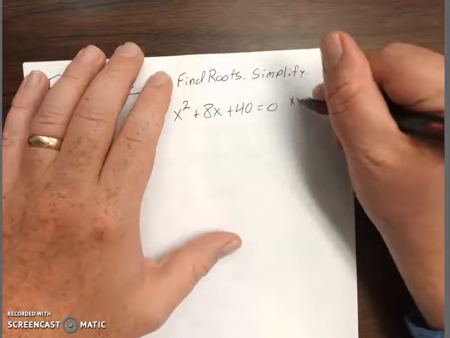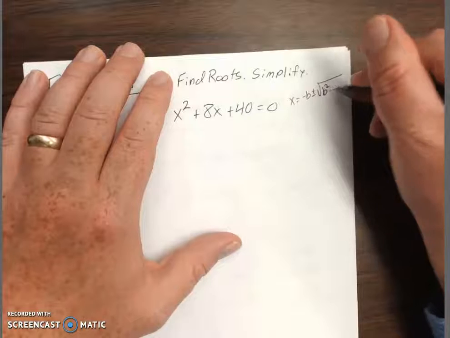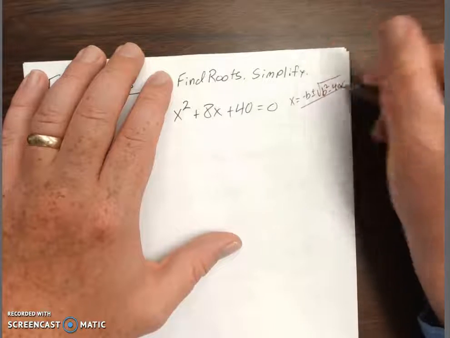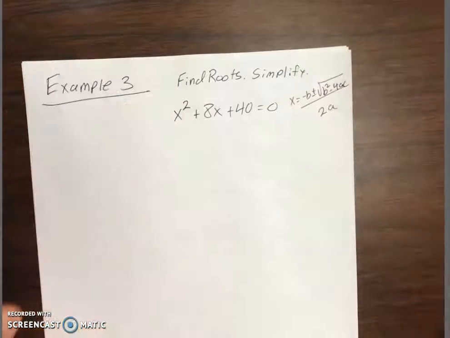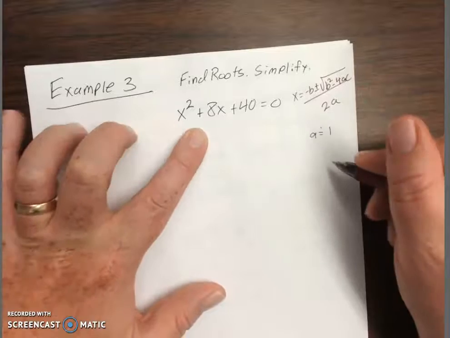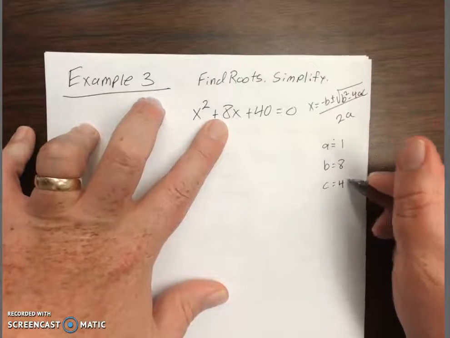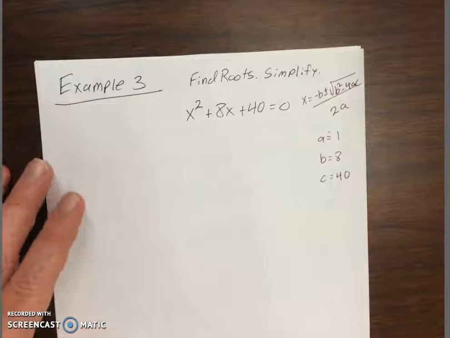So I'm going to have to use x equals minus b plus or minus the square root of b squared minus 4ac over 2a. A is 1. B is 8. C is 40. Big number for C there.